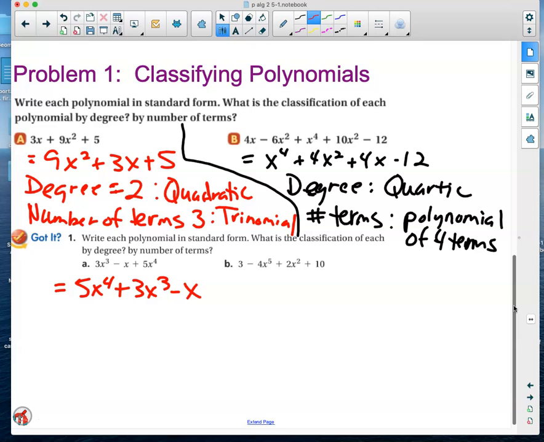I went ahead and wrote down the standard form for that polynomial, but I would really like somebody to unmute and help me out with the name according to the degree. That would be great. Degree 4, quartic. Good. And according to the number of terms, please. Trinomial. Good.